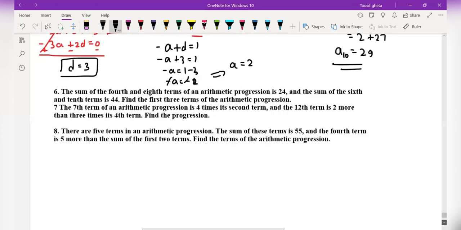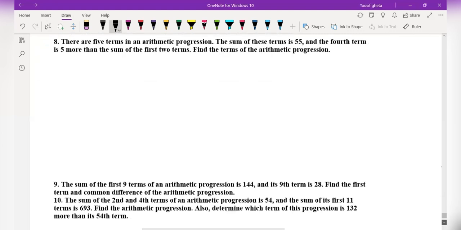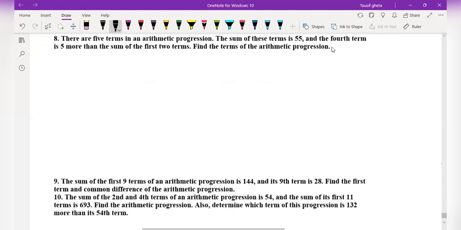It is a little bit different. Okay, so 8th one. So 8th one solve करते हैं. 5 terms. There are 5 terms. कितने terms है? 5 terms. The sum of these terms is 55.